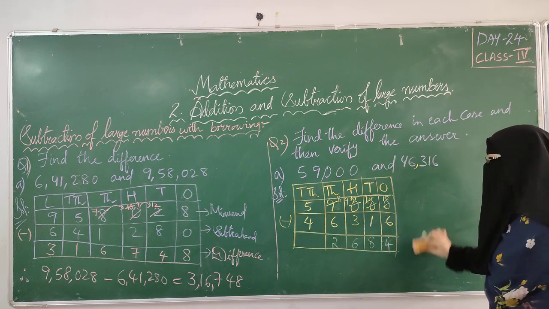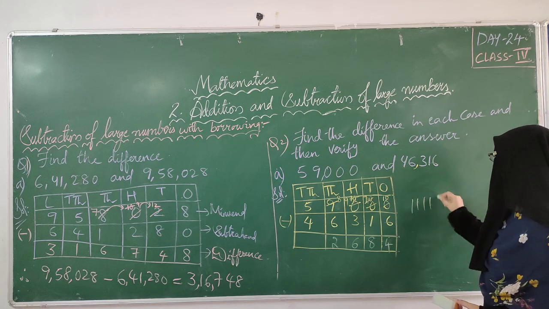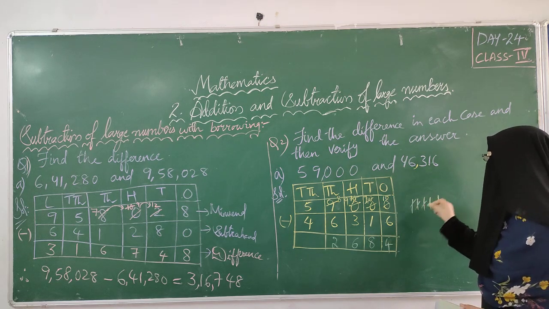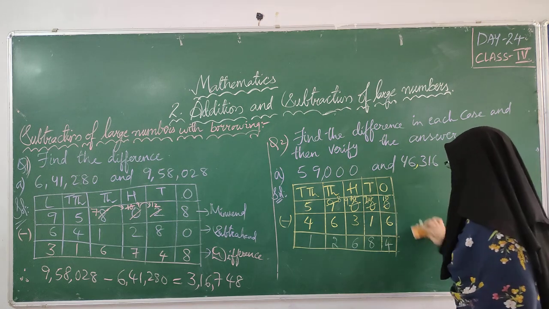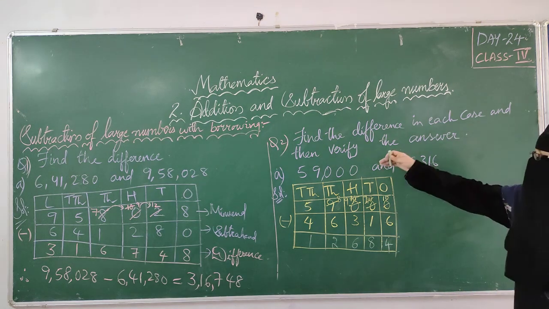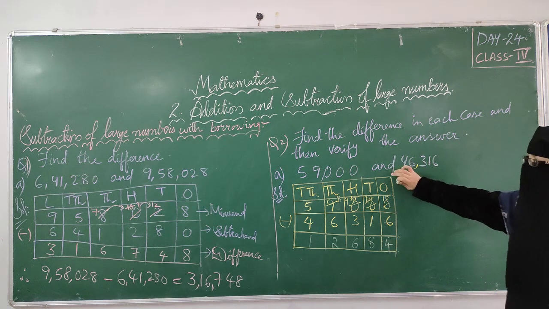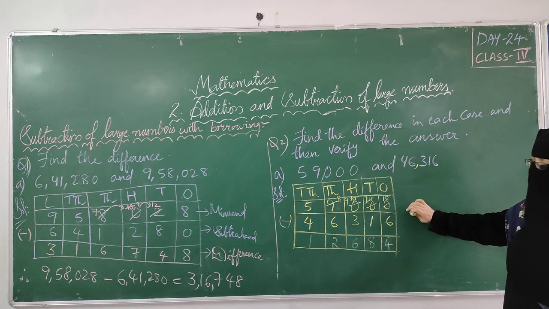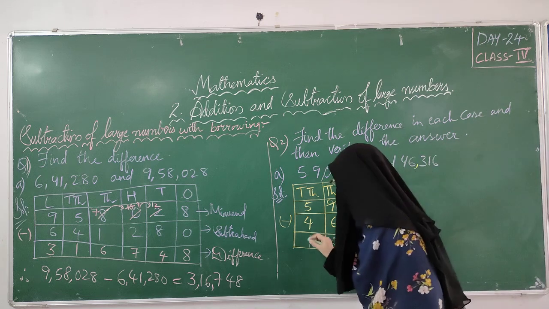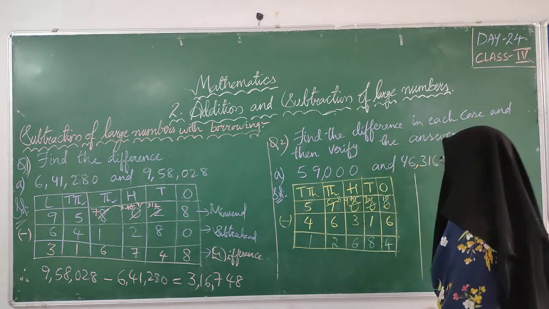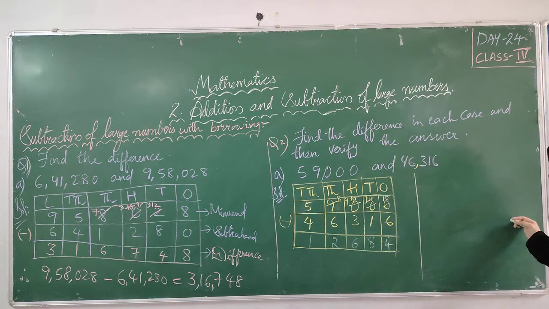Next one. What is our next number? 5. From 5 we have to remove 4. 1, 2, 3, 4. How many are left? 1. Write it here. We got the answer. We subtracted the subtrahend from the minuend. What is our answer? 12,684. Now we are going to verify this answer, whether we got the correct answer or not.